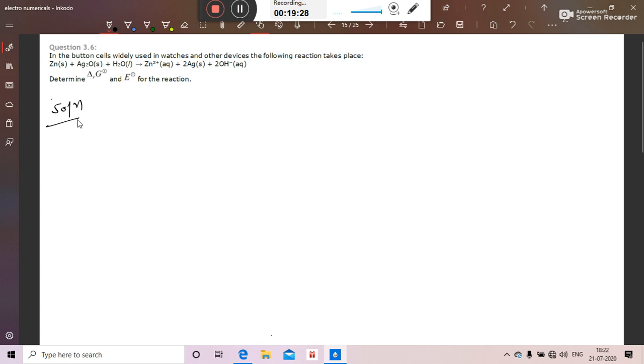So here we will see that in order to find delta G naught, we should know n, the number of moles of electrons gained or lost. So here we can see that Zn gets converted into Zn2 plus. So that means the number of electrons lost is 2. Now delta G naught is equal to minus nF E naught cell. Okay. Now E naught we don't know. That means first we have to find E naught and then delta G naught.